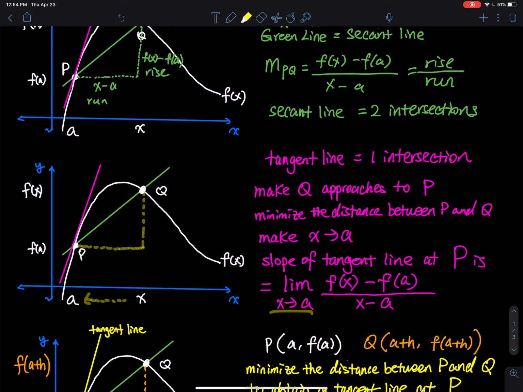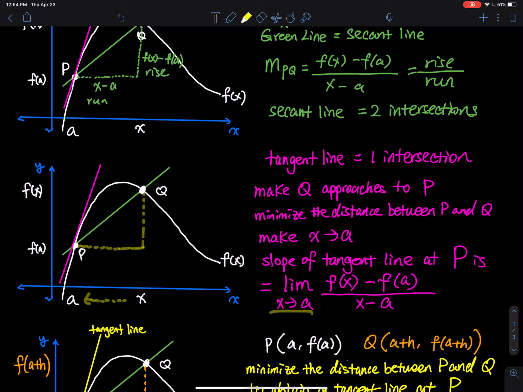What happens when you put x into a? So you have x minus x, or you can say you have a minus a, right? A minus a, what do you have? You have a 0 in the denominator. So that gives me trouble. So that's why I have to do limit. I have to do everything I can with algebra to evaluate the limit.